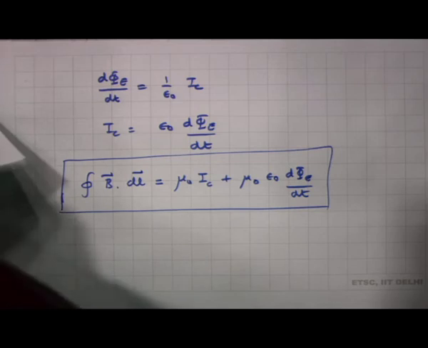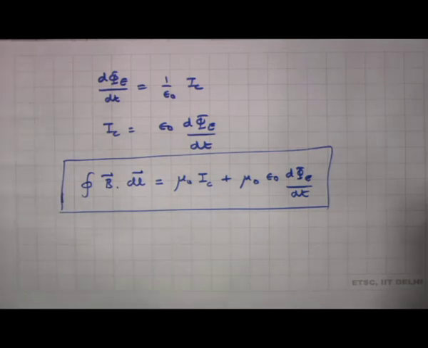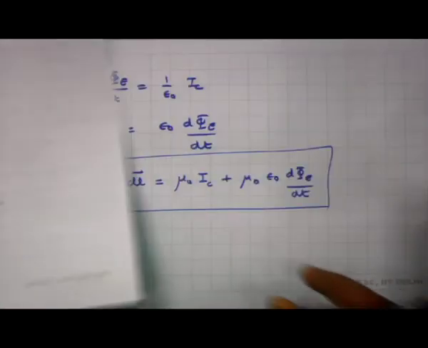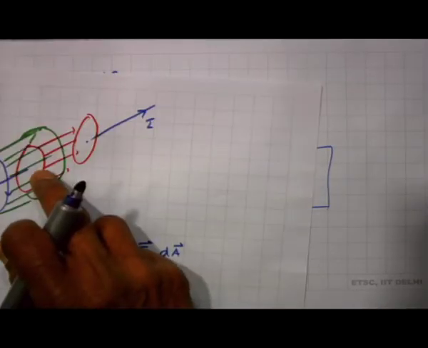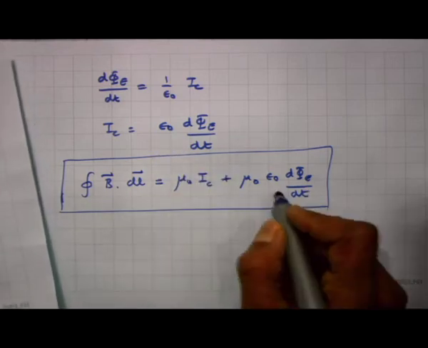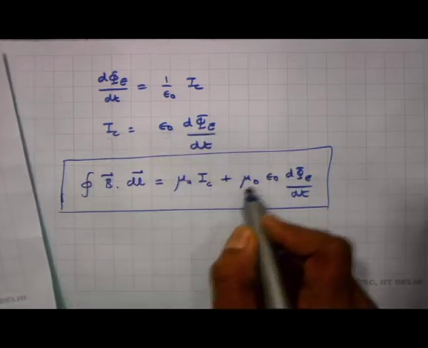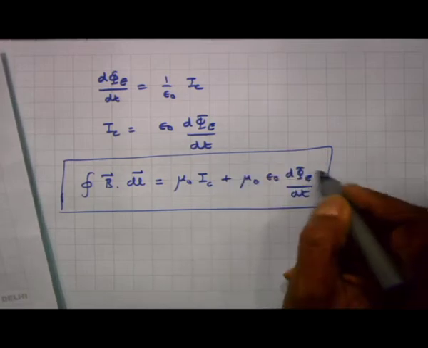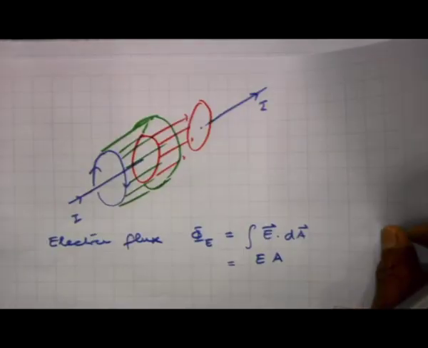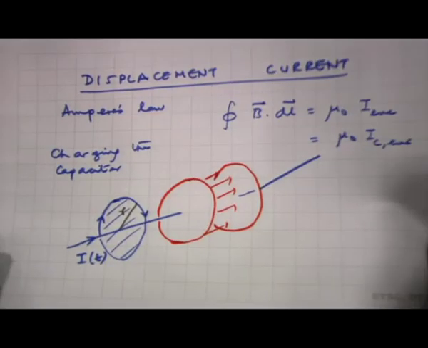On the other hand, if I take a surface which is like this, then in this case there is no conduction current, I only have the second term, and remember this term epsilon 0 d phi E by dt is exactly equal to I c. So, this term also becomes mu naught I c, exactly equal to the right hand side when I took the flat surface. So, let me repeat again.